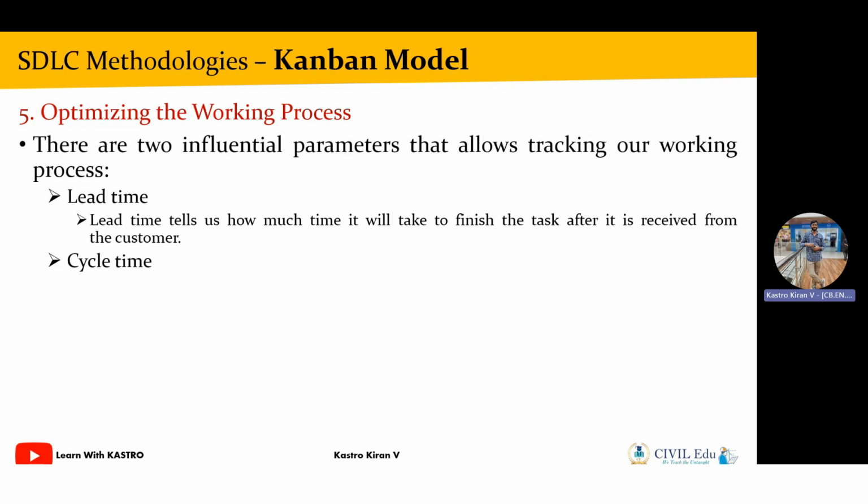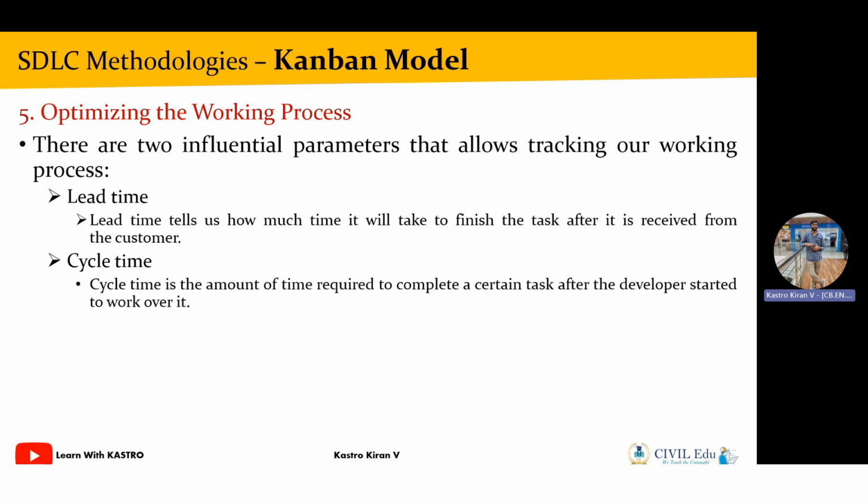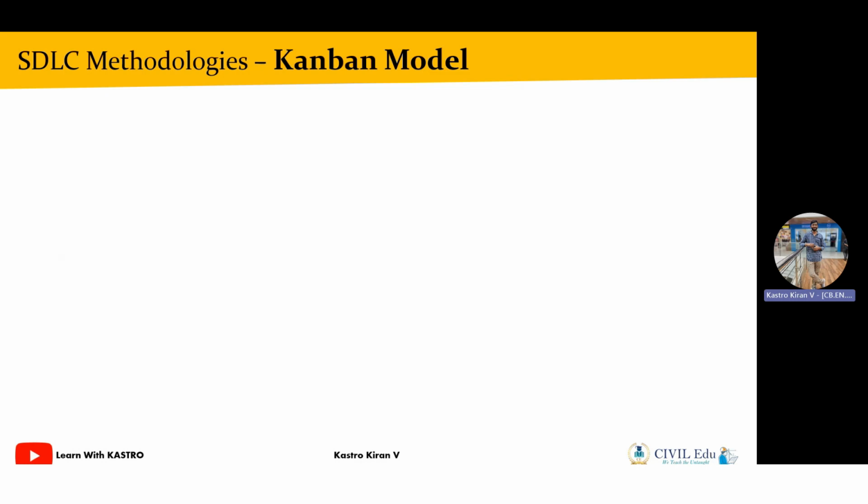And cycle time is the amount of time that is required to complete a certain task after the developer has started working on it. That's called lead time and cycle time. Lead time tells us how much time it will take to finish the entire task after it is received from the customer or client. Cycle time represents the amount of time required to complete a specific task. So those are the five stages available in the Kanban model. Now, let us understand the benefits of the Kanban model.